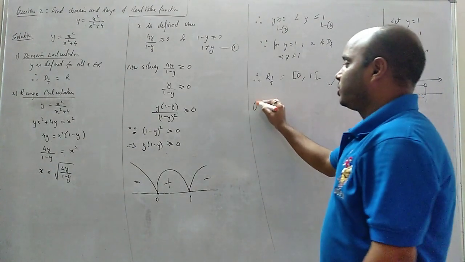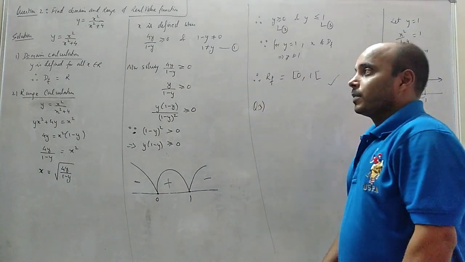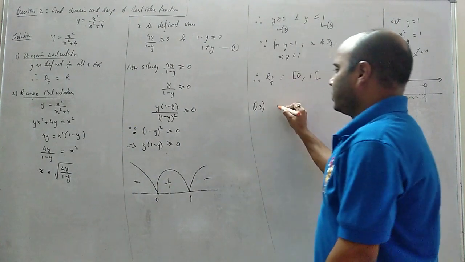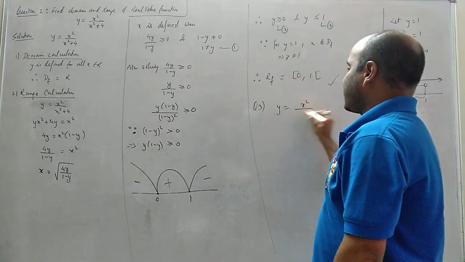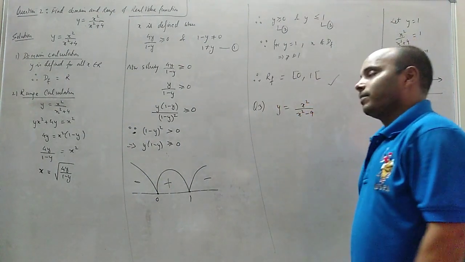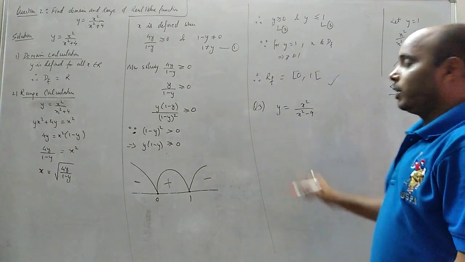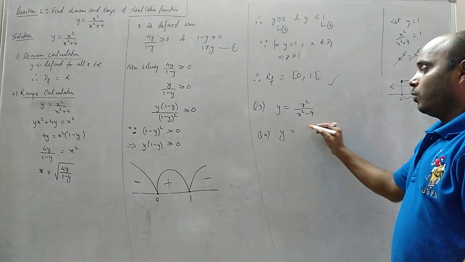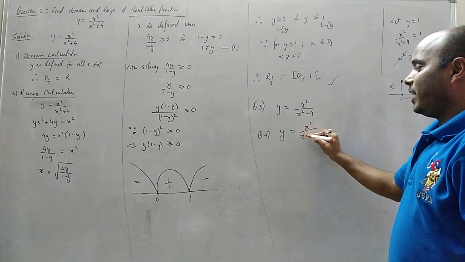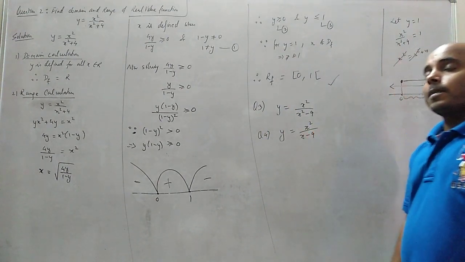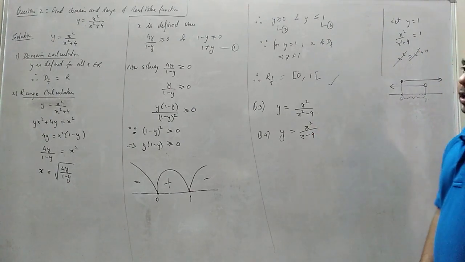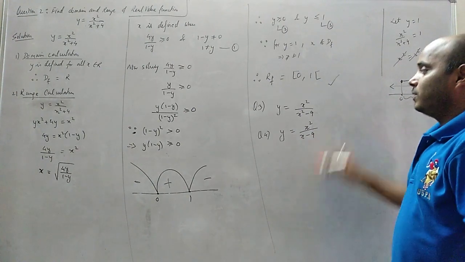Now question number 3 is homework. The question is: find the domain and range of the real valued function y equals x square by x square minus 9. The above question stays the same. Okay. Question number 4, this is also your homework: y equals x square by x minus 9. Okay, so these are the two questions which are your homework. You have to do them on your own. Let's see whether you can do it or not.